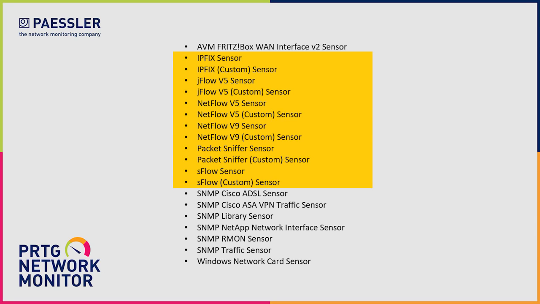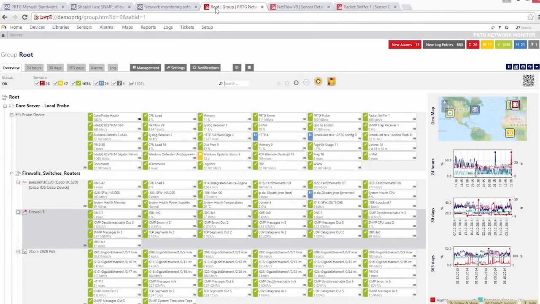All of the flow ones work the same way, so I'm going to show you today NetFlow 9. What is important when you're setting them up is to make sure that you are using the correct version. Your device will be sending a specific version. You must make sure that the sensor that you have in PRTG is set up for that version. Otherwise, the sensor won't work. So let's look at a NetFlow sensor.